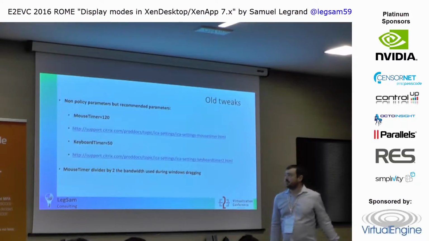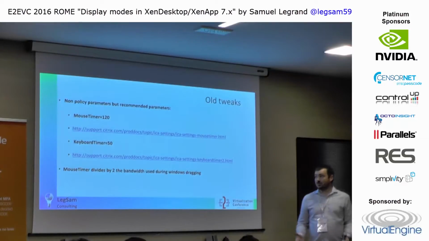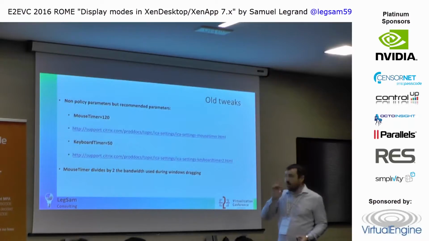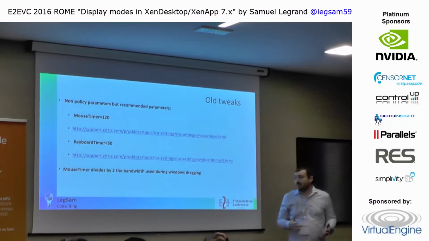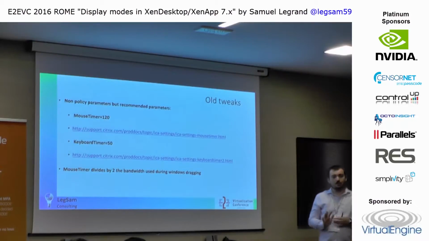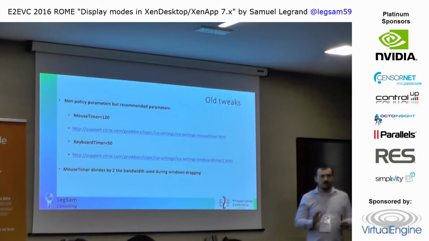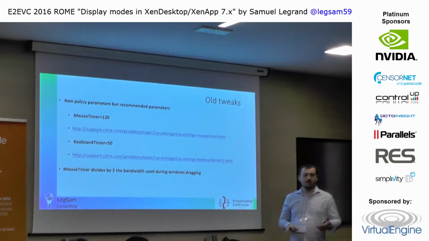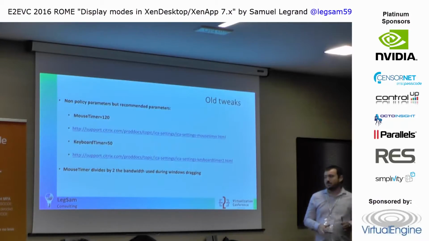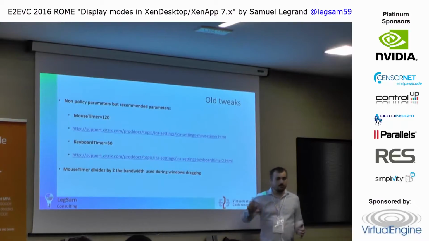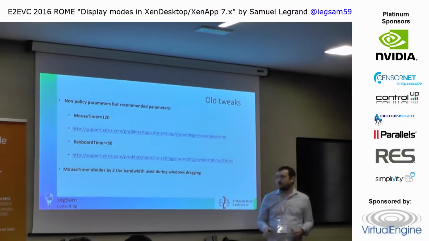All tweaks. Mouse timer and keyboard timers. We put it on the default ICA file. The mouse timer is just waiting for 120 milliseconds to send the mouse movements or click, and it allows to divide by 2 the bandwidth used while Windows dragging. So really good.